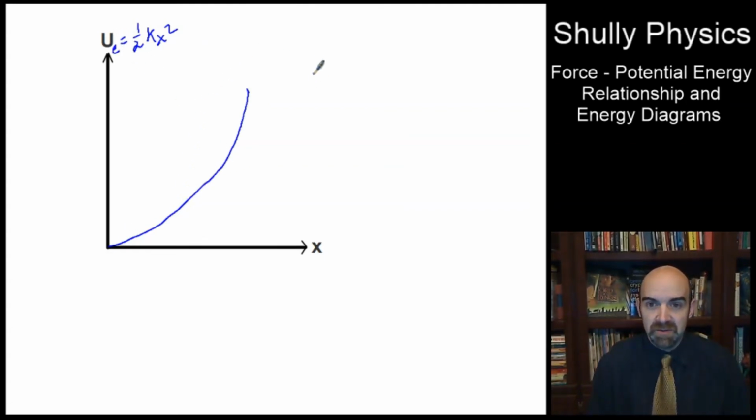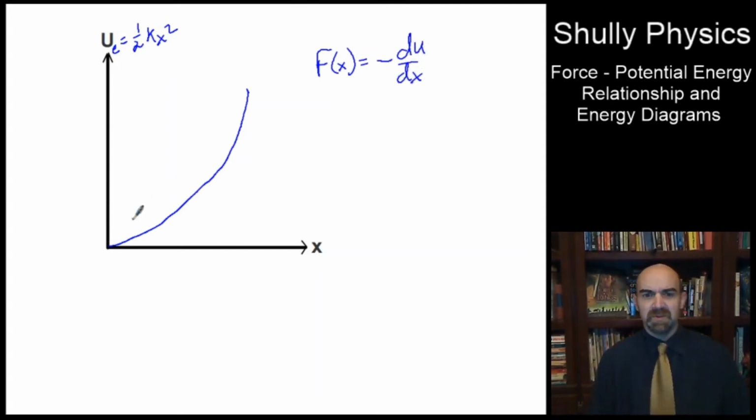And so what about the force? What would that look like? F of x equals negative dU dx. Now in this case, we don't see it as a constant, but what's happening with the slope? The slope is increasing as x becomes greater. Doesn't that happen also with the spring force? The magnitude is kx.